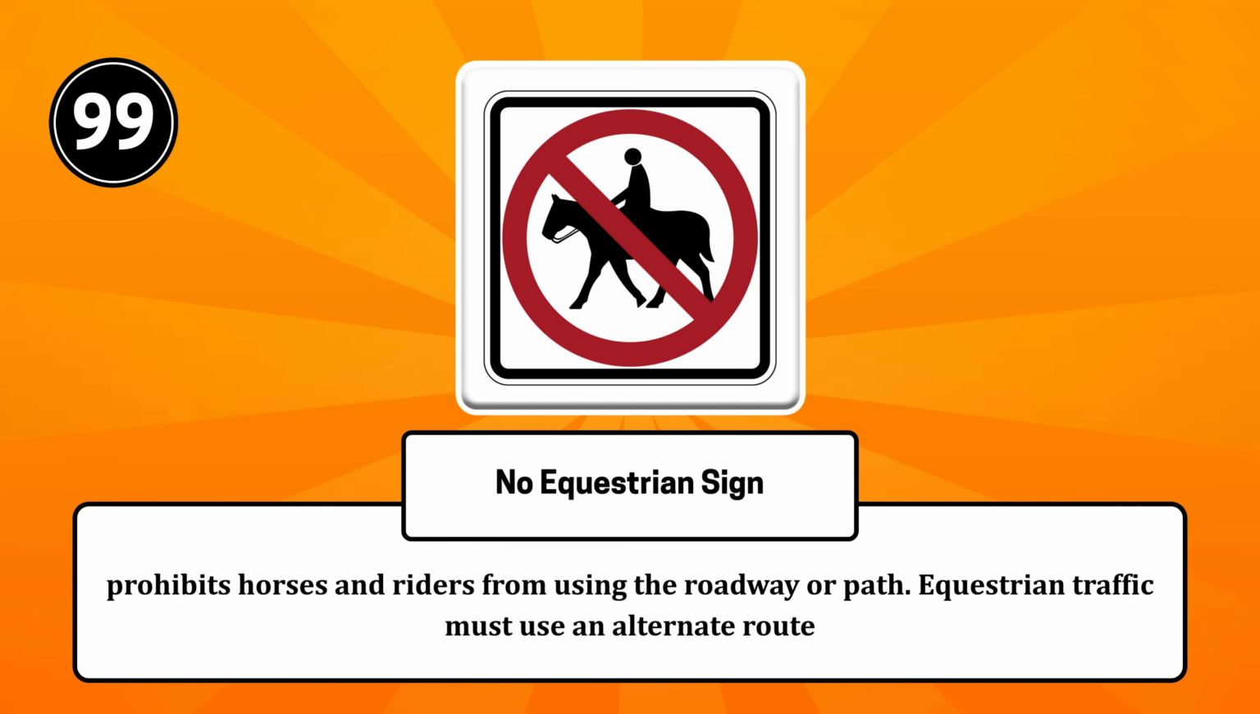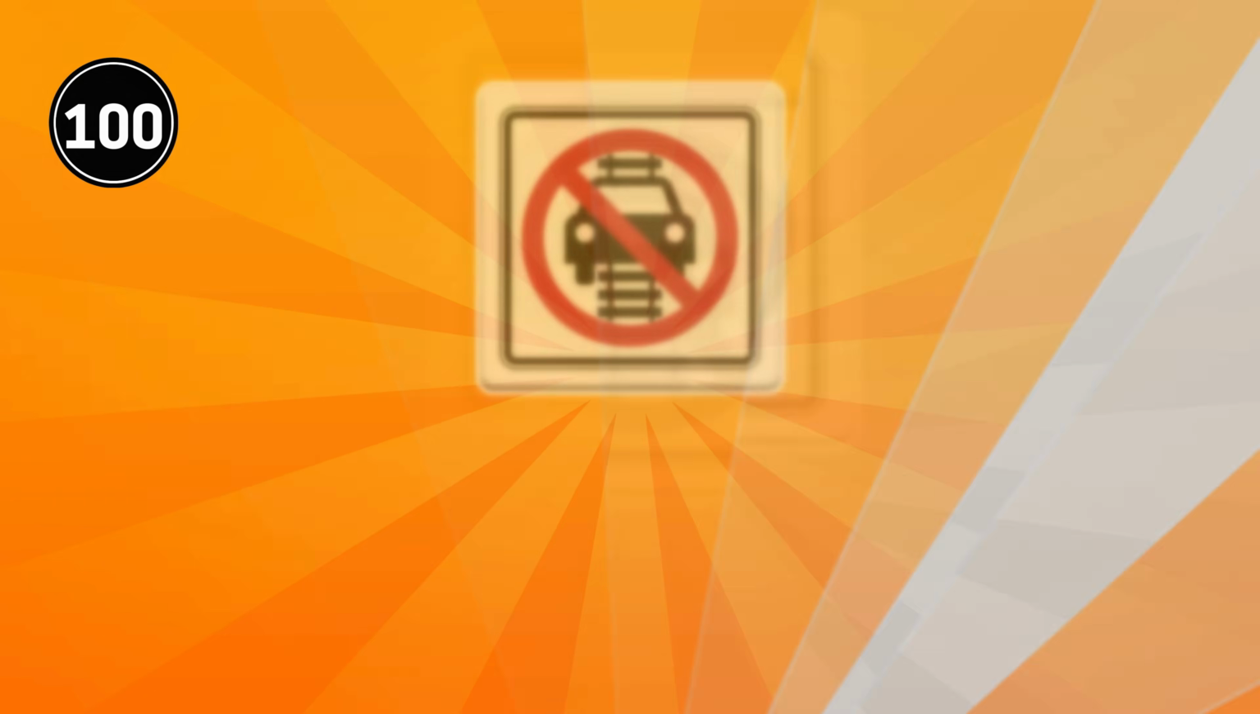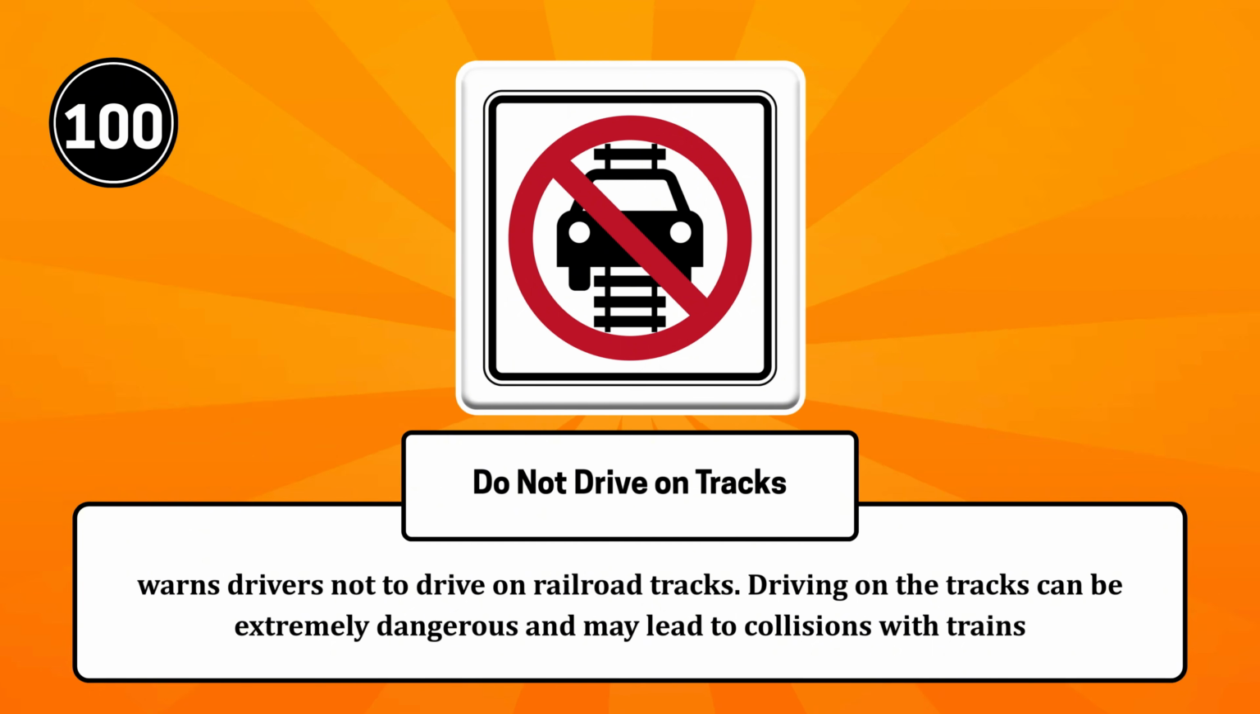The no equestrian sign prohibits horses and riders from using the roadway or path. Equestrian traffic must use an alternate route. The do not drive on track sign warns drivers not to drive on railroad tracks. Driving on the tracks can be extremely dangerous and may lead to collisions with trains.